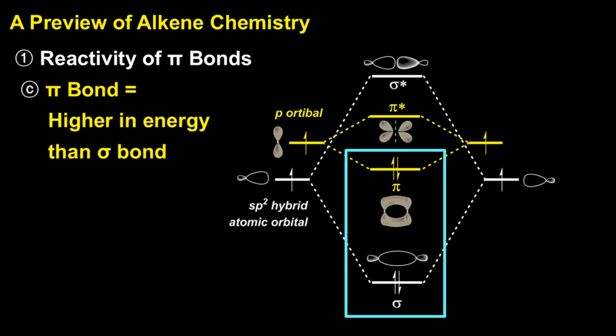There's another reason the pi bond is more reactive. It's higher in energy than a sigma bond. If you look at the molecular orbital diagram, you'll see that the pi bonding orbital sits above the sigma bonding orbital. So it's easier to move or excite those electrons. And when electrons are already at a higher energy level, it doesn't take much to get them reacting. That's why the pi electrons usually move first when alkenes react.